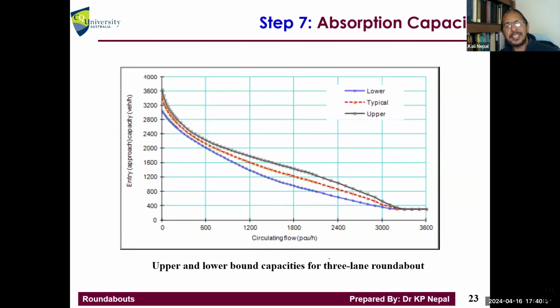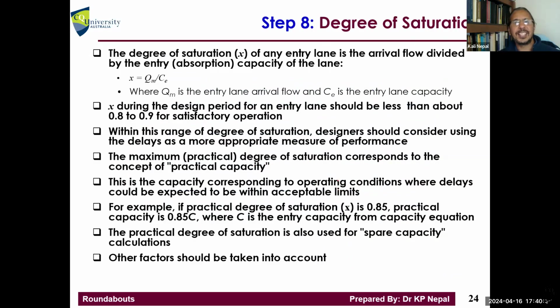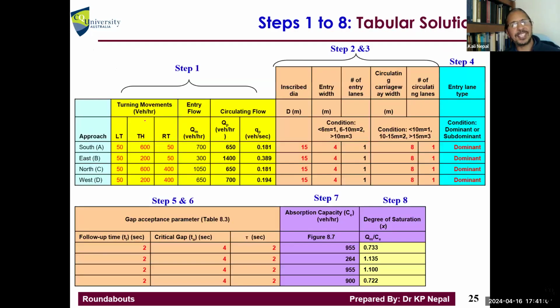Same thing for the 4-3 lane here and the 4-2 lane roundabout. So let's see. Now, next step, we need to calculate degree of saturation. Degree of saturation is nothing but the incoming flow divided by capacity. We already calculated it previously. And then we try to make degree of saturation about 0.8 to 0.9. What does that mean? About 80% of the theoretical capacity is the practical capacity, usually, right? 80 to 90%, we try to make it.